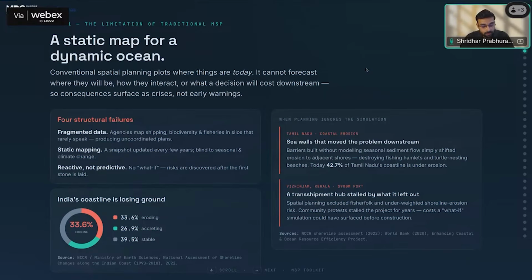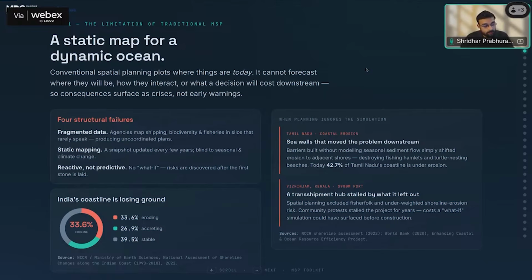Now, what we have today has 3 certain risks that we can associate with. One is the fragmented data. So we have a lot of agencies which essentially perform a lot of data collection across shipping, biodiversity, fisheries, and all of those. But all of these agencies currently are in silos and they rarely speak to each other when we are trying to produce a particular plan.